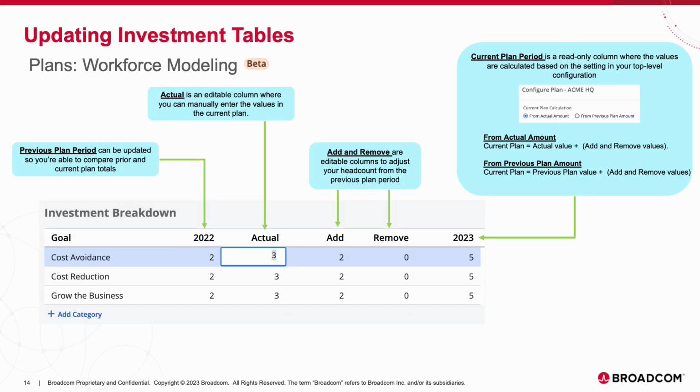Now updating the investment tables is similar to the resource tables in that the previous plan amounts are editable, but with the investment tables, the actuals column is editable for investments. The rest are the same as well, where the add and remove are editable columns that depend on what you want to add or remove to determine your current plan. And the current plan is based on what you select as part of the current plan calculation, either from the actuals or from your previous plan amount.